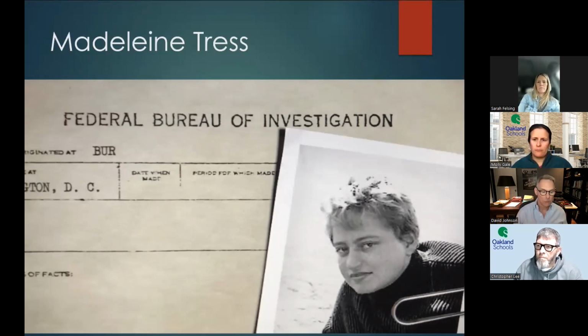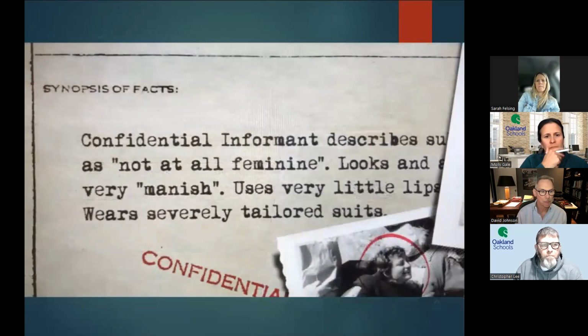But like all federal workers at the time, right, she was subject to investigation. So these security officials would interview people's neighbors, their coworkers, their former bosses, their former teachers, and compile information about them. In the case of Madeline Tress, they got comments like she was not at all feminine, she was mannish in appearance. One professor said that she was homosexual actively and well known.